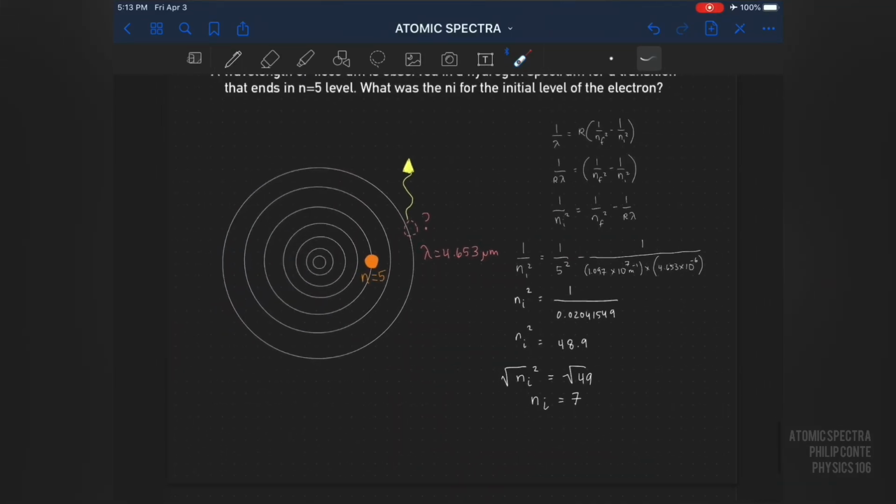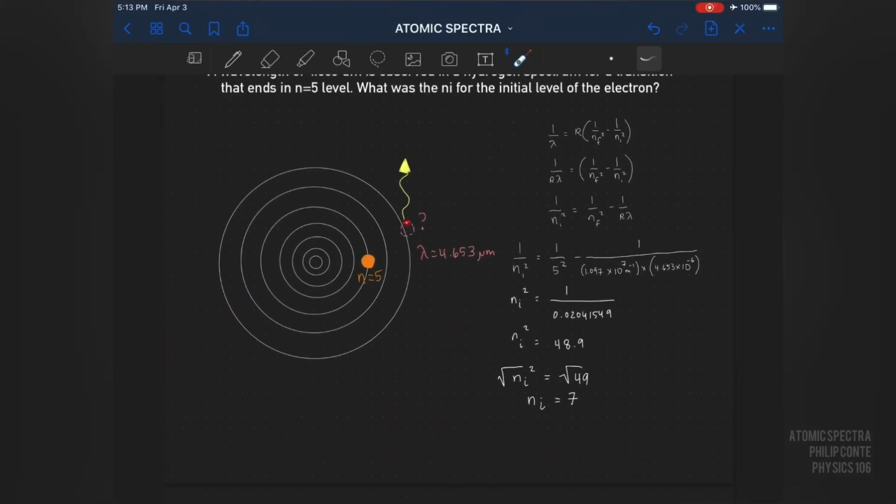This means that the electron was originally at level 7, then a photon with a wavelength of 4.653 is emitted from the electron. This is the precise amount it needed to release in order to drop down to level 5. So that's one example of how you can use that equation to figure out problems that pertain to atomic spectra. Hopefully, you have more of a grasp of what atomic spectra is and how it came about.